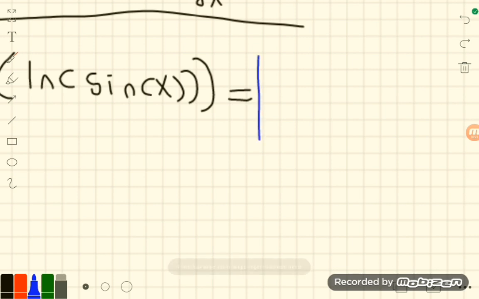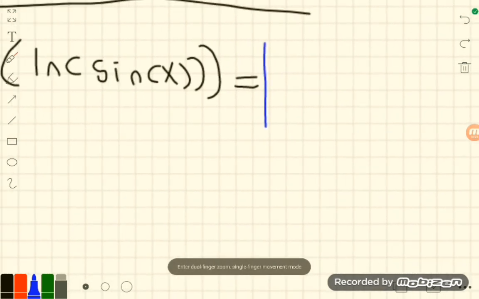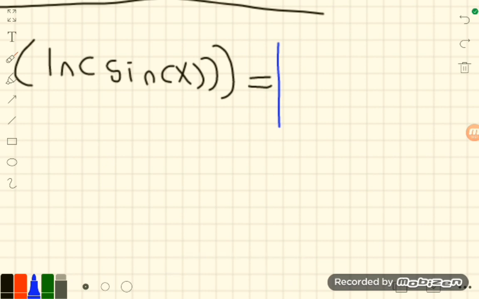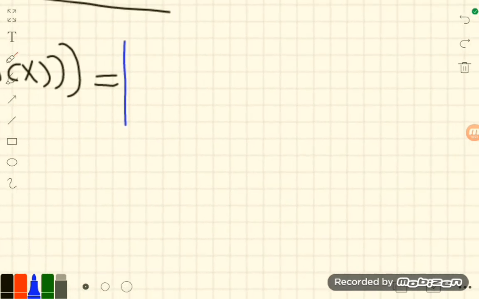Okay, so let's see. I have sine of x and I have ln of x. Okay, guys. Which one is placed first? Because that's the bigger one. Isn't it ln of x? Too easy, too easy. So that means that, let's say g of x equals natural log of x.